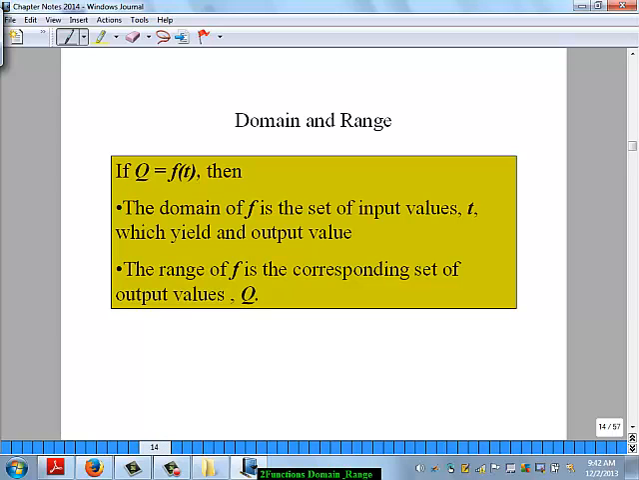Okay, if q equals f of t, then the domain of f is the set of the input values t, because if you recall here, the point here is going to be t, q, and the input values also could be x. The range is the corresponding set of output values, or your y.